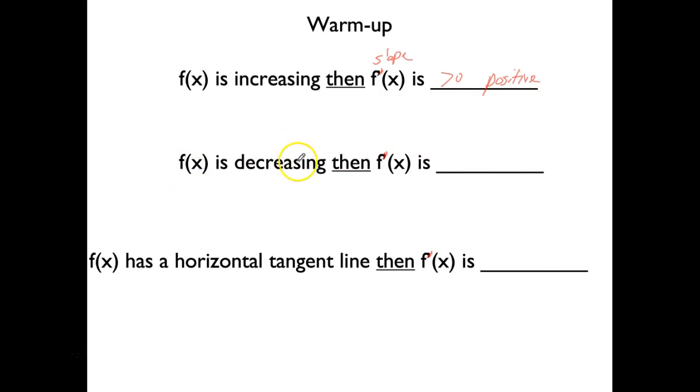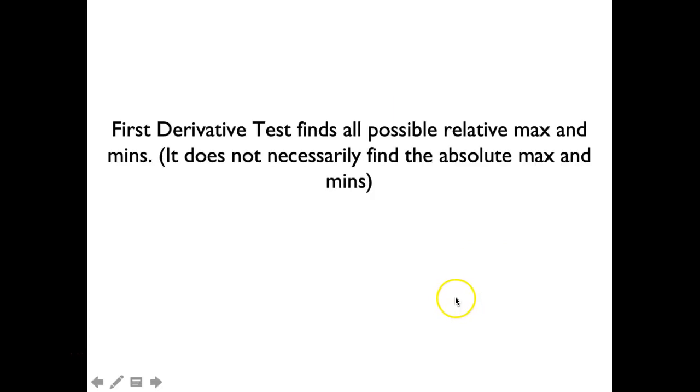Okay, if f of x is decreasing, then we know the derivative is the opposite of that. It's either less than 0 or negative. And then if f of x has a horizontal tangent line, remember we call those critical numbers. If f of x has a critical number, then the derivative is equal to 0. Okay, let's get started on some of these.